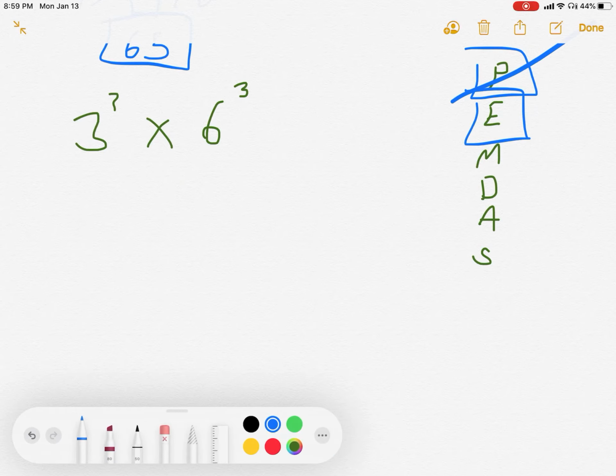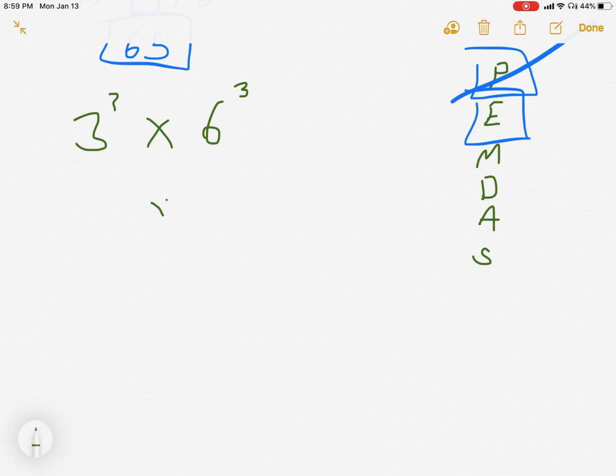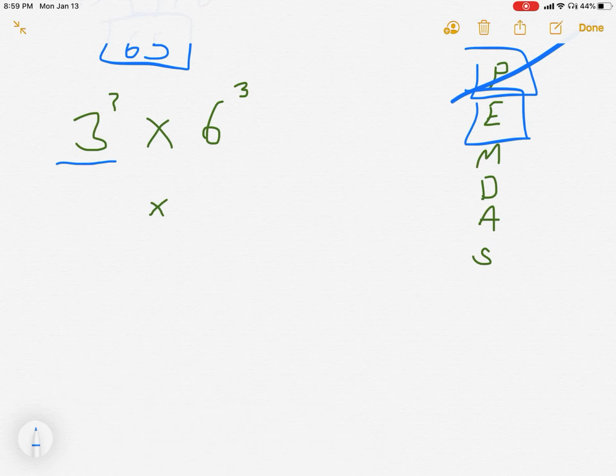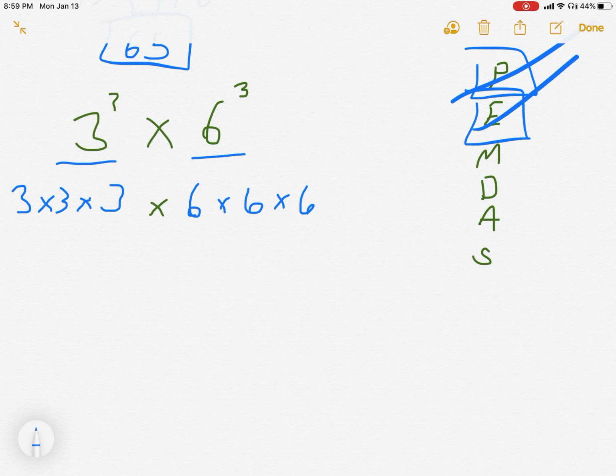All right, so learning from our previous problem, I'm not on the multiplication row yet, so I'm not going to do anything with this times symbol. I'm just going to drop it right down and not even touch it. All right. Next, I've got 3 to the third power. What that means is repeated multiplication. 3 times 3 times 3. Over here, I've got 6 to the third power. That means it's 6 3 times. 6 times 6 times 6. All right, we're done with exponents.